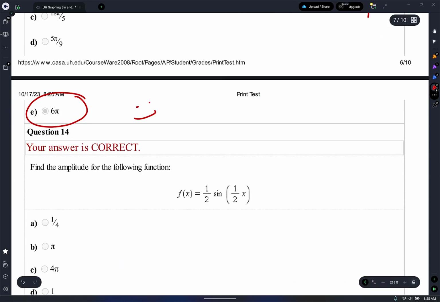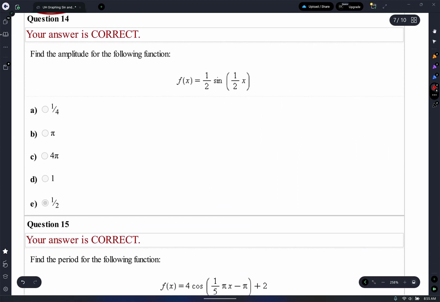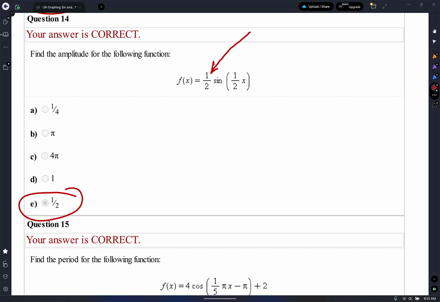Yeah, we're going pretty fast because the rest are pretty simple. Find the amplitude. The amplitude is in front of the sine. What's the amplitude? Half. Done.